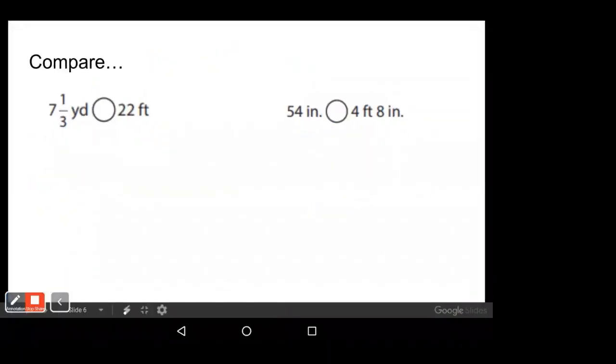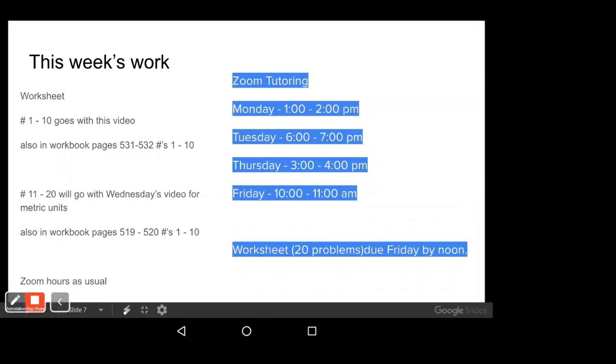If not, remember I do have my Zoom Monday from 1 to 2, Tuesday from 6 to 7, and then there'll be a new video on Wednesday. So you can come see me if you need help with numbers 1 through 10 on the worksheet. You can also do these in the workbook if you don't have a way to print the worksheet, or if you just want to do them in the workbook. It's the exact same problems on pages 531 and 532, numbers 1 through 10. So however you want to do it.